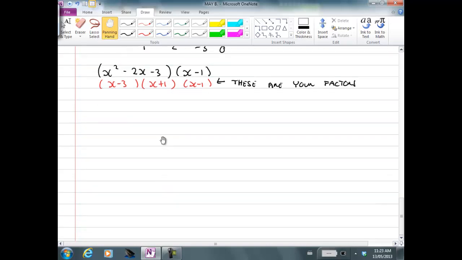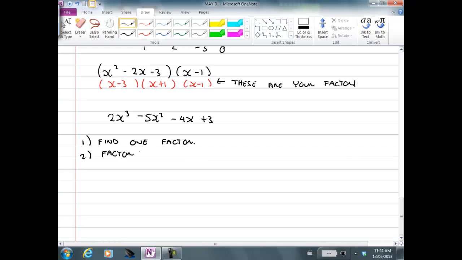Let's see who can find the first number that will give you 0. 2x cubed minus 5x squared minus 4x plus 3. I'm going to ask you to do two things. One, find one factor first. That's all you're going to do. Before, I asked you, is this a factor? But now, you find one number of x that will give you 0. Two, factor fully. Let the games begin.